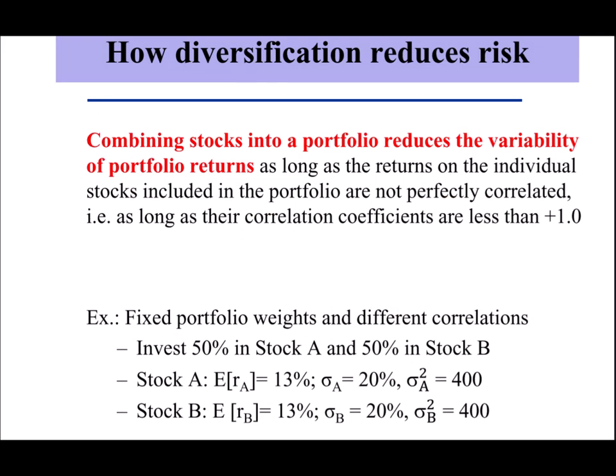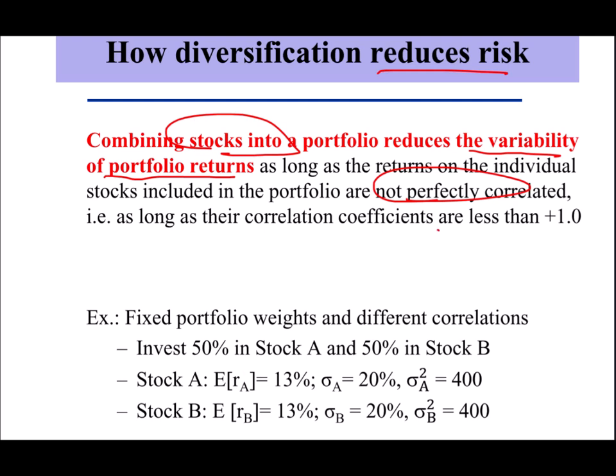How does diversification reduce risk? Why is investing into a portfolio better than investing into one stock? Combining stocks into a portfolio reduces the variability of portfolio returns, as long as the returns on the individual stocks included in the portfolio are not perfectly correlated, which means correlation is not equal to 1. Let's use an example.